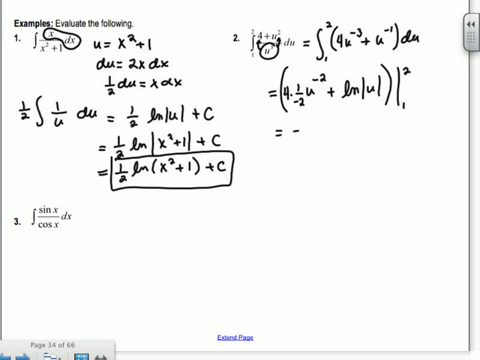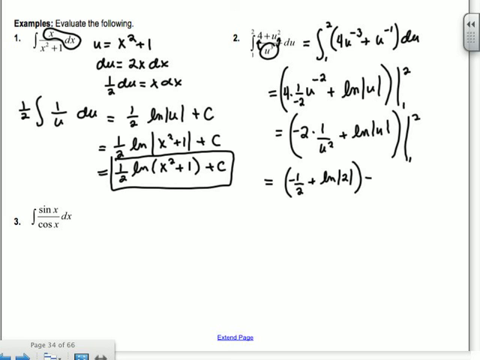So you get negative 2 times 1 over u squared plus natural log of the absolute value of u, and we're going from 1 to 2. So plug in 2 and then plug in 1 and then subtract the 2. So when I plug in 2, you get 1 over 2 squared, so 1 over 4 times the negative 2, so negative 1/2 plus natural log of 2 minus, you don't need absolute values there too because it's just natural log of 2, right?